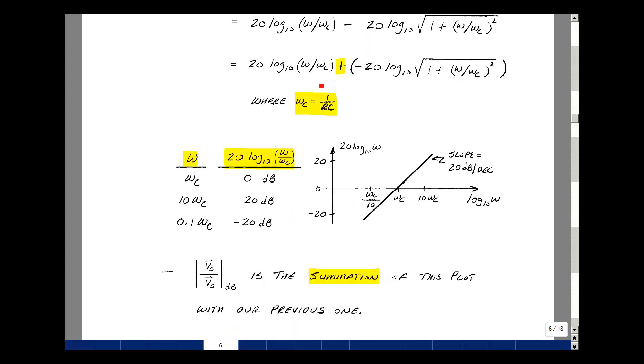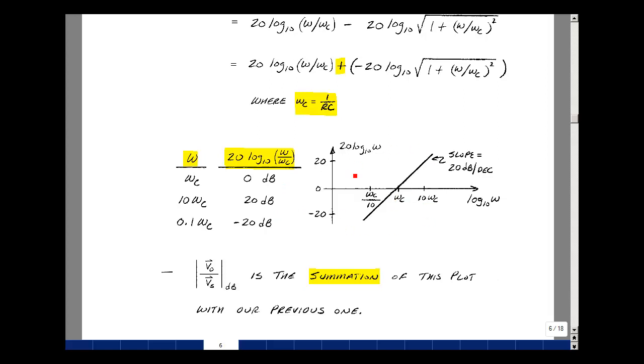What does this look like? It depends on the ratio of omega to omega c. So if I let omega equal omega c, I have 20 log base 10 of 1, which is 0, or 0 dB. If I put omega equals 10 omega c, I have 20 log base 10 of 10, which is equal to 1 times 20, which is 20 dB. If I take 20 log base 10 of 1/10, the omega c's cancel, and I get 20 log base 10 of 1/10. That's the same as 20 log base 10 of 10 to the minus 1, which would be minus 20 dB. Now if you sketch these, they actually fall in a straight line. And you can see here the change in slope is 20 dB per decade.